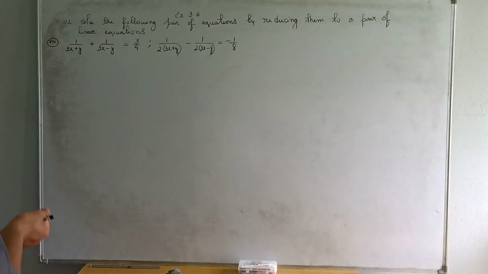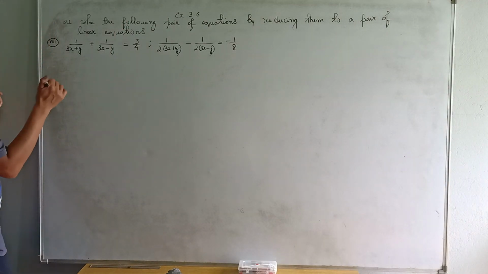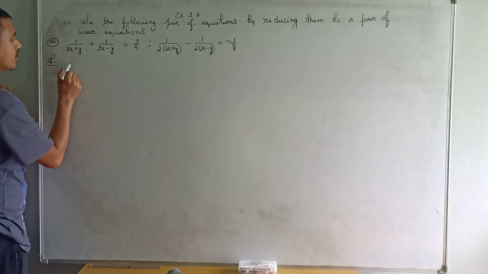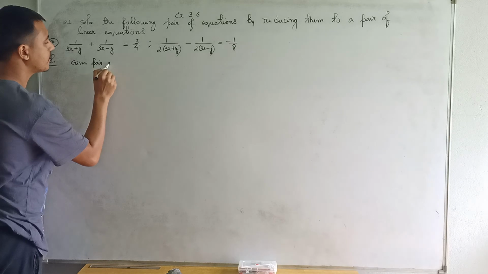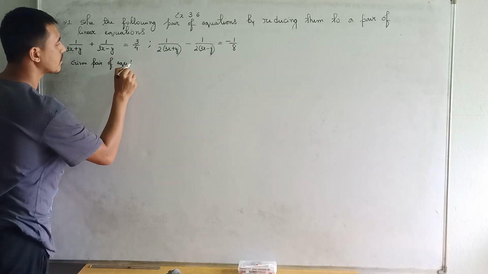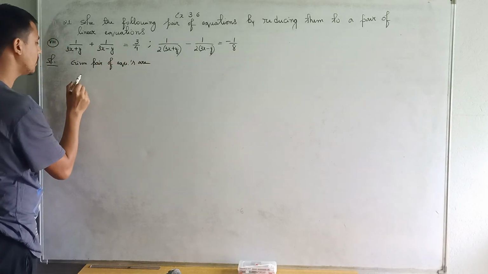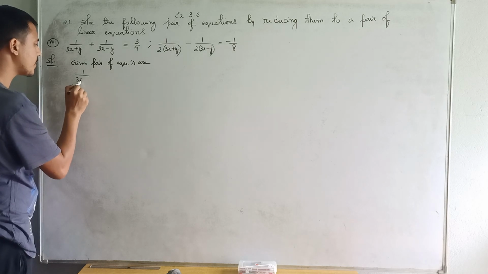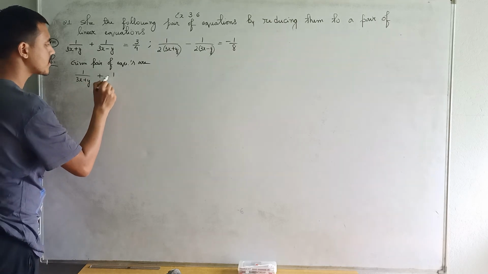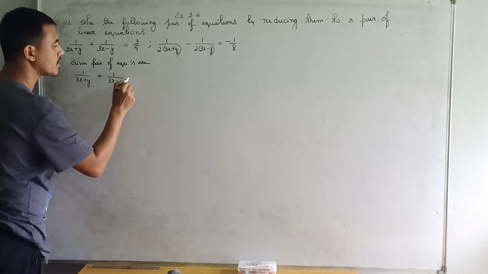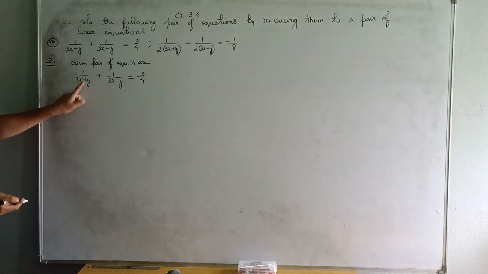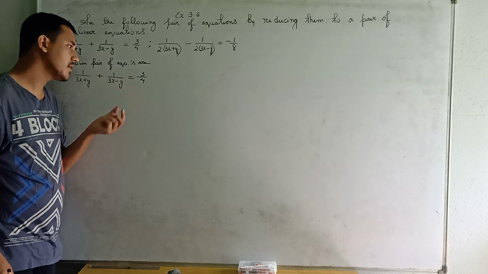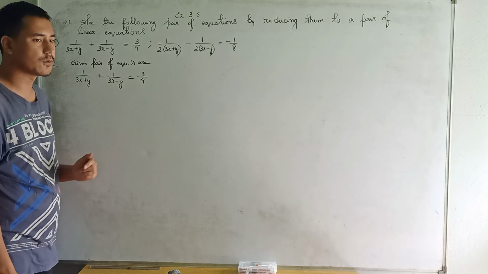So we come to the last question of question number 1, Roman 8, solution. So the given pair of equations are 1 upon 3x plus y plus 1 upon 3x minus y is 3 by 4. See, here the denominator has been expressed as the sum of two variables, and here as the difference of two variables.